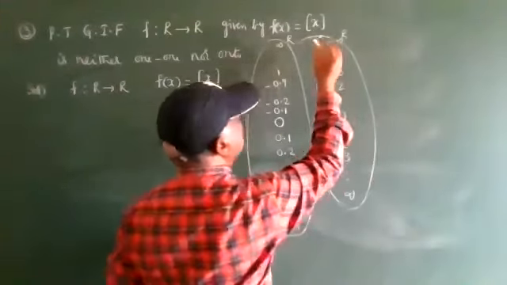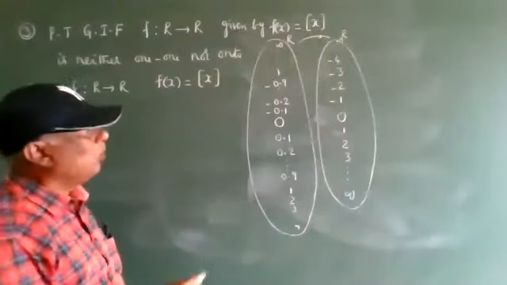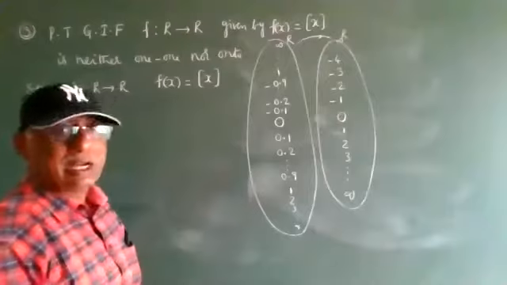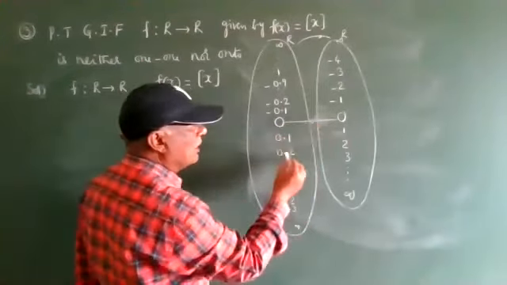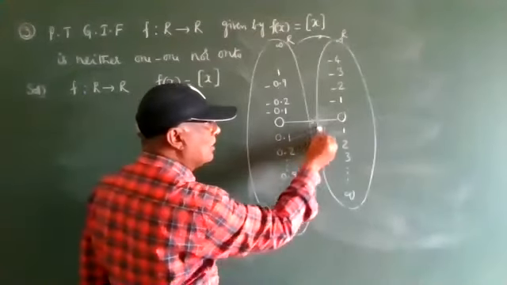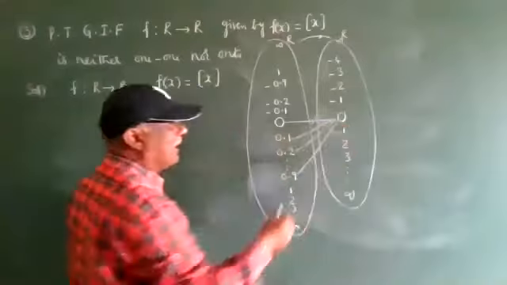The relation is the step function. What is the result? It is not one-one. 0.0 is 0, 0.1 also 0, 0.2 also 0, 0.9 also 0.